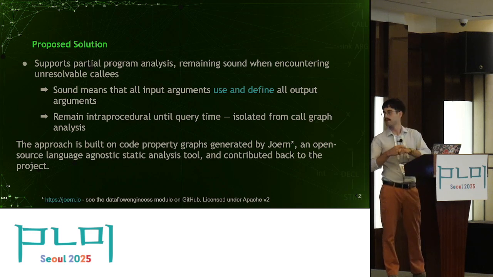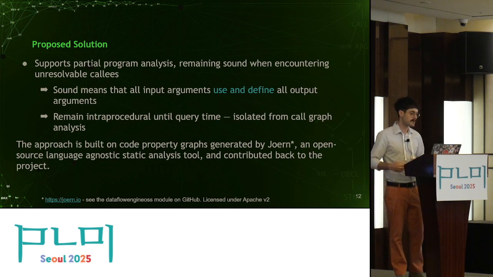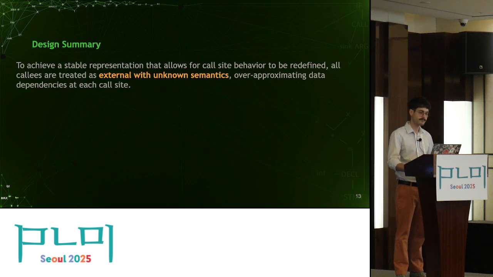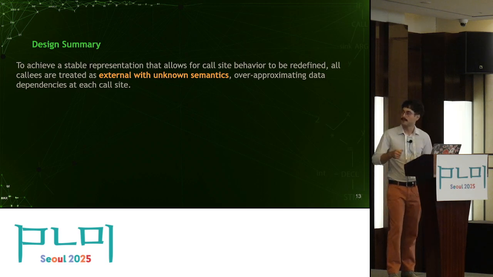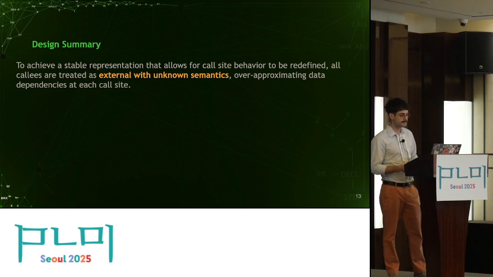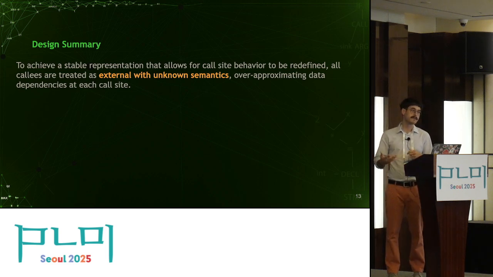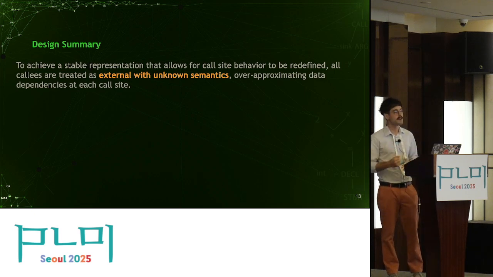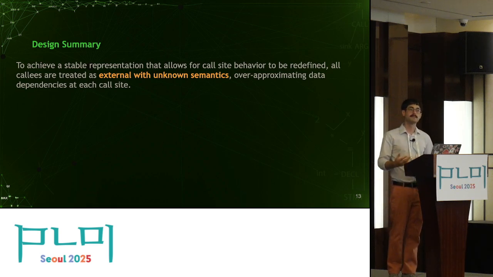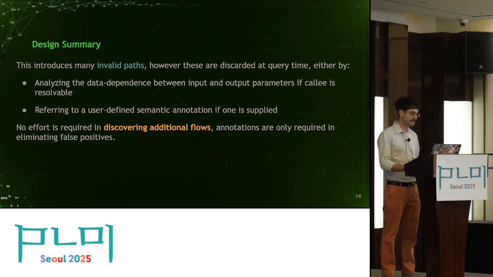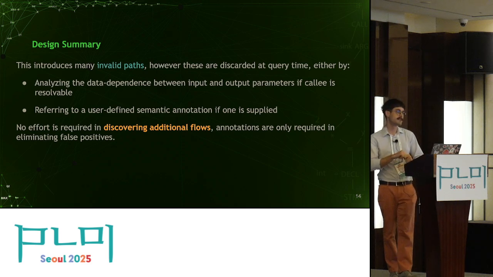The approach is built on the code property graphs generated by Joern, which I briefly mentioned is the open source project this is contributed towards. So first we add a stable data dependence representation on top of the CPG. And the way we do this, so that we don't have to recompute the graph every time that we maybe redefine the behavior of a callee, is over-approximating all the call sites as if they are unresolvable callees. Of course, this will introduce many invalid paths, but these will be discarded at query time.